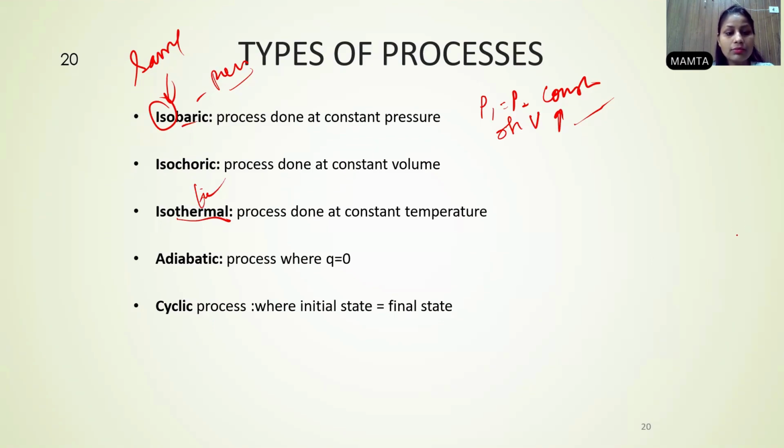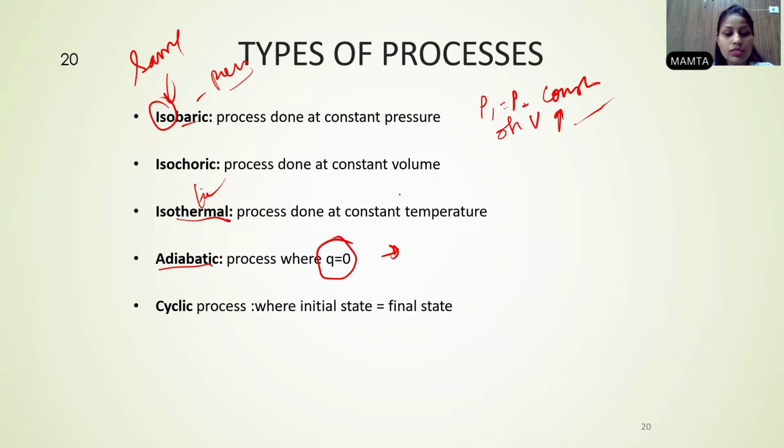Next we have the adiabatic process. In an adiabatic process, there is no heat exchange between the system and its surroundings. No heat transfer occurs into or out of the system. It means that the change in the system's internal energy depends only on the work done on or by the system. So temperature, pressure, and volume of the system can change during the adiabatic process; only heat will not be transferred.